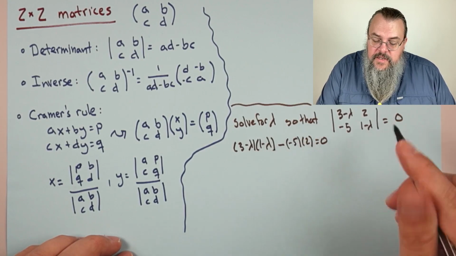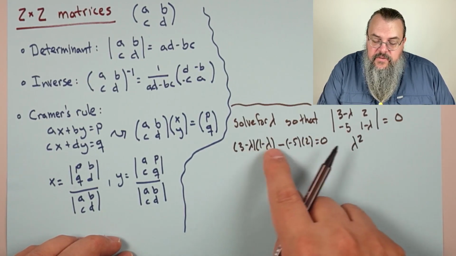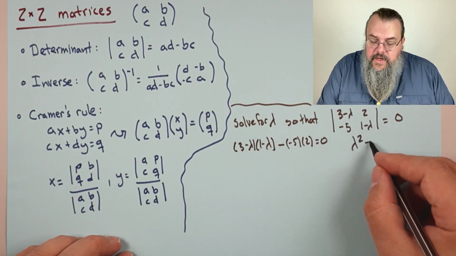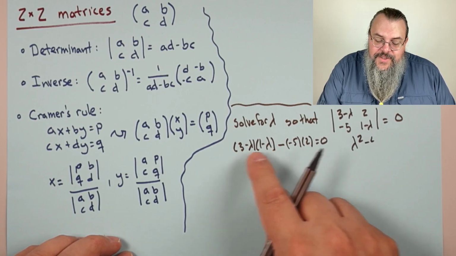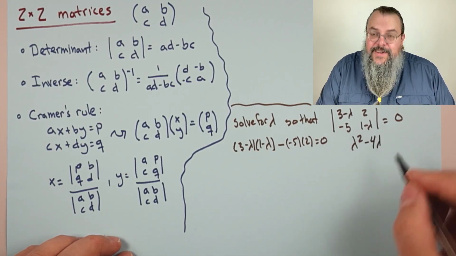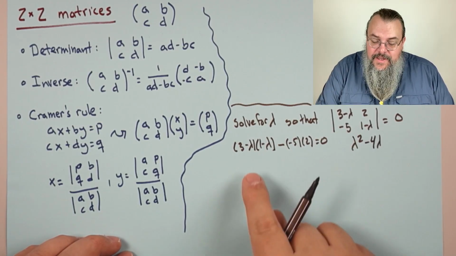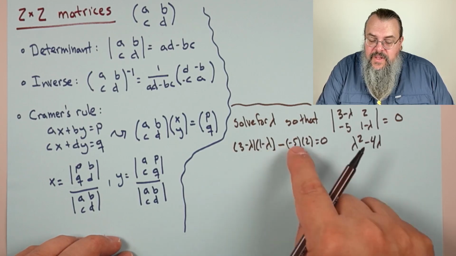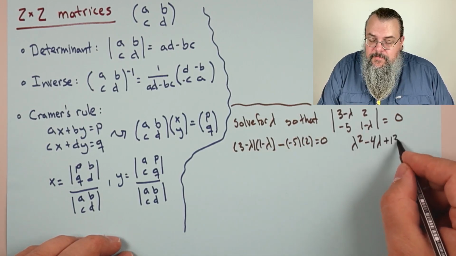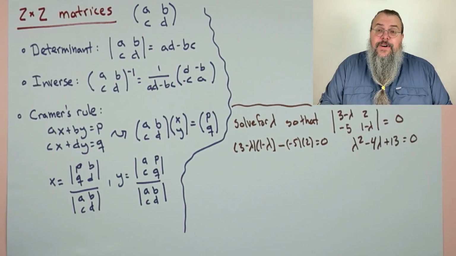Lambda times lambda makes lambda squared. We have minus 3 lambda minus 4 lambda. That's minus 3 lambda minus lambda. I've got minus 4 lambda. I was getting ahead of myself. Yeah, that's a very dangerous place to be. And we have 3 plus 10 makes 13. And that equals 0. All right, so now we just need to solve this.